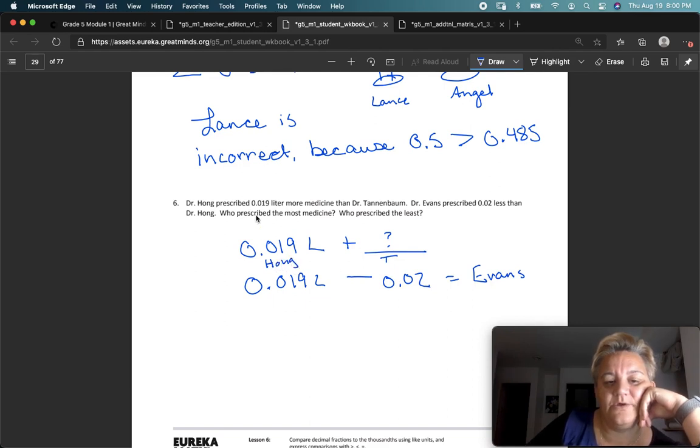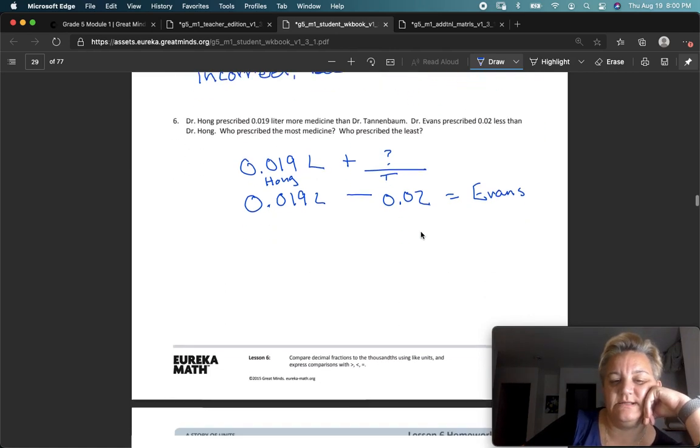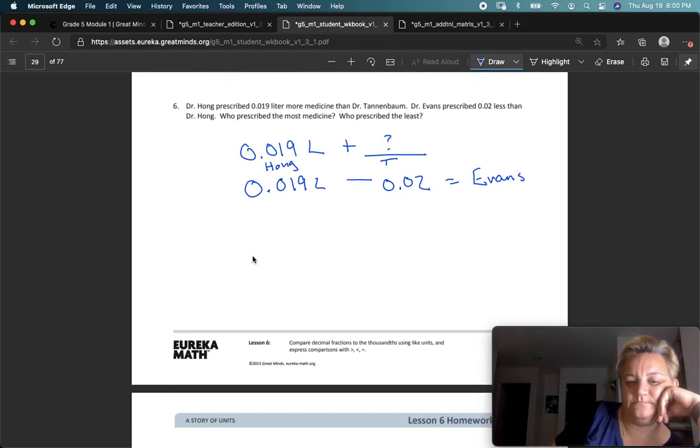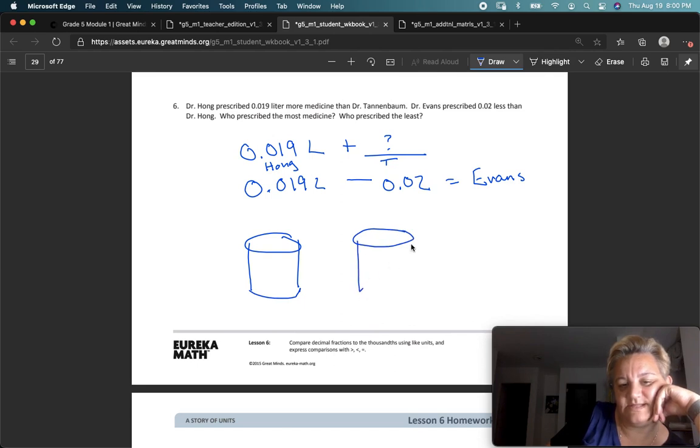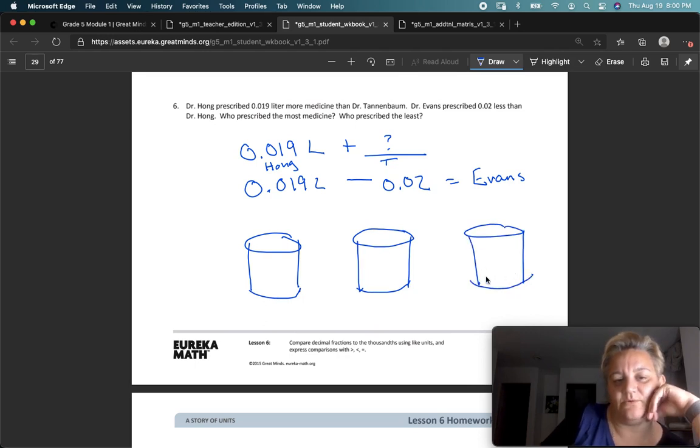Okay. Who prescribed the most medicine? Who prescribed the least? So let's see. I'm going to draw 3 medicine bottles here so you can get a visual. Because this is a little tricky. You have to use your brain. You have to think about what they're saying and read very carefully. Remember, first we're going to read, then we're going to draw, then we're going to write.